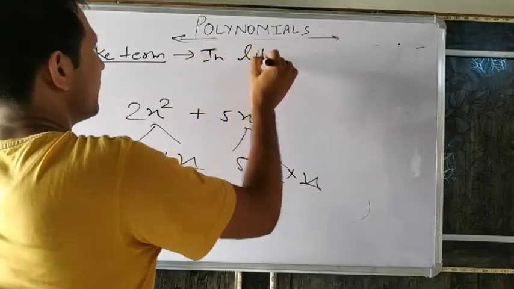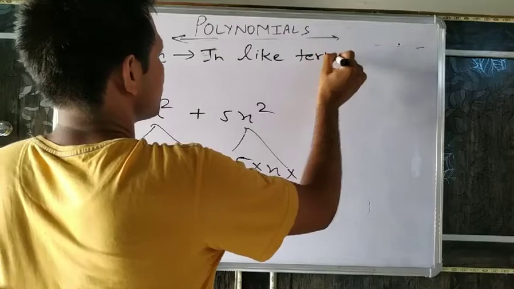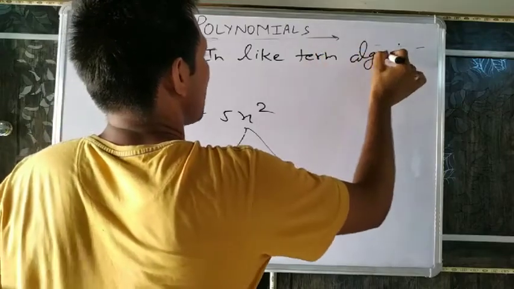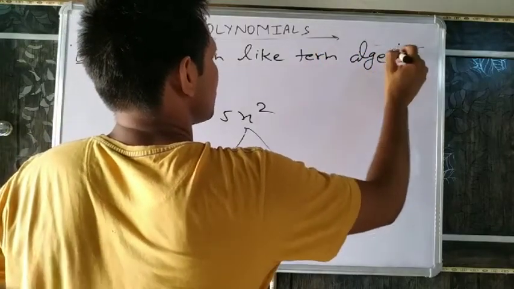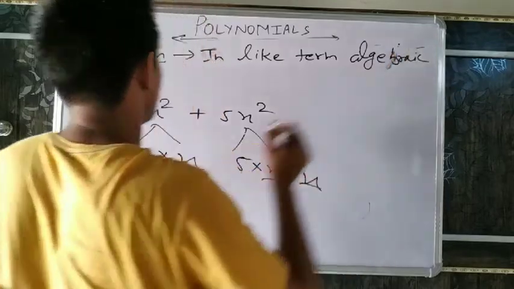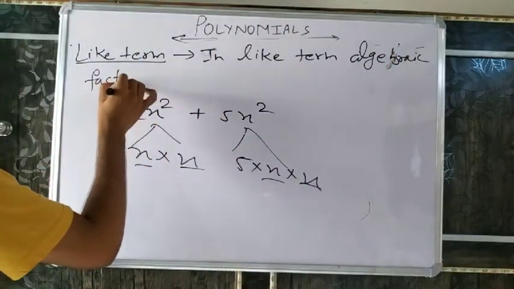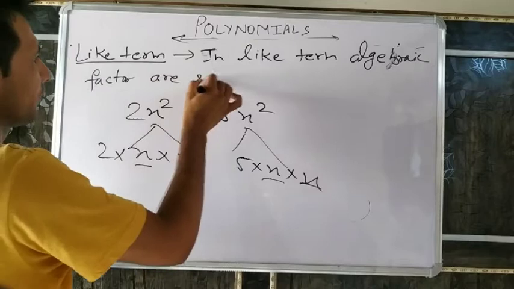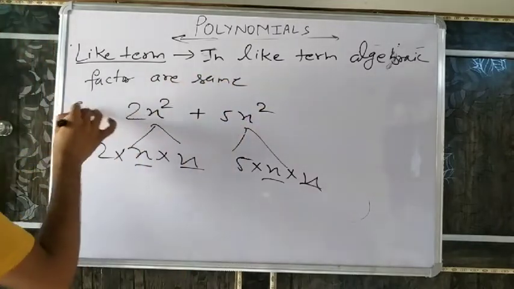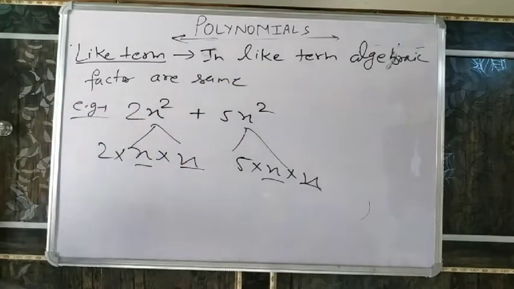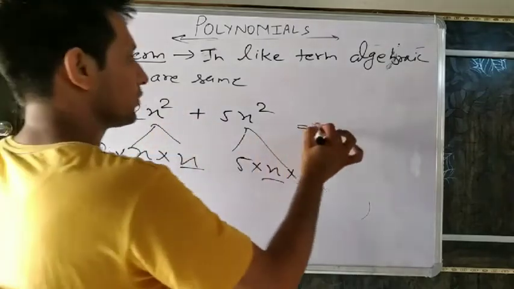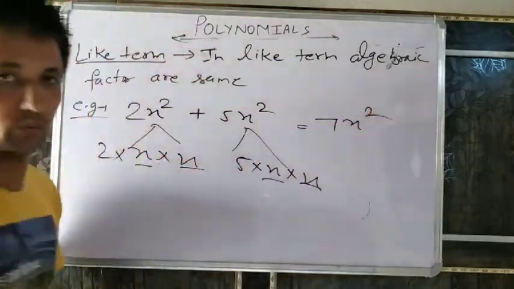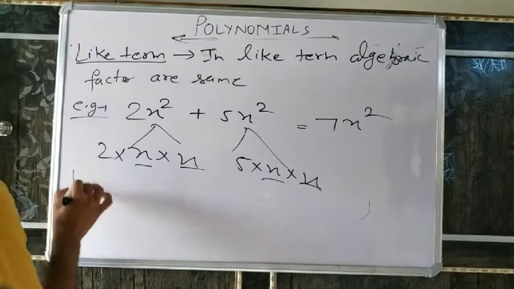In like terms, the algebraic factors are the same. It is an example. Understand? So we can add 2 plus 5, that is 7. So what is the answer? 7x square. Understand?